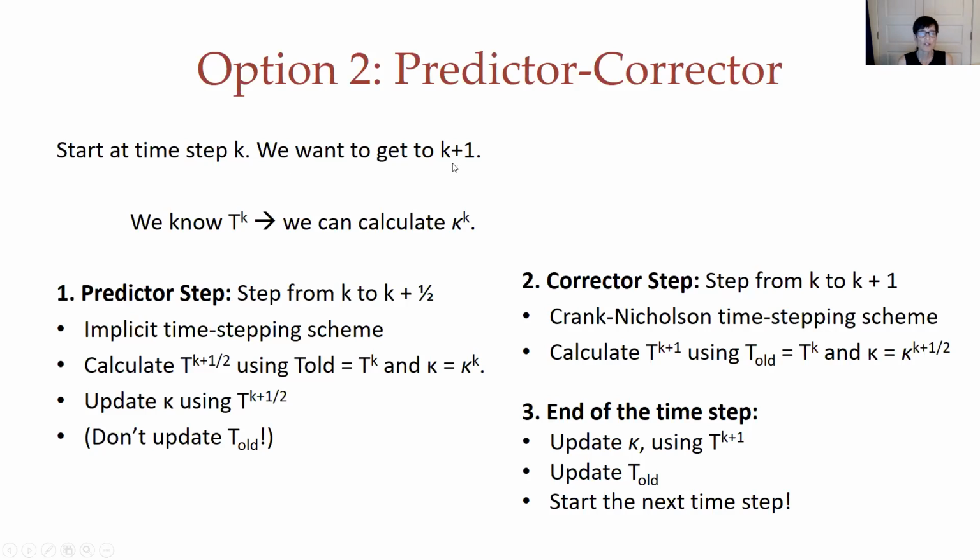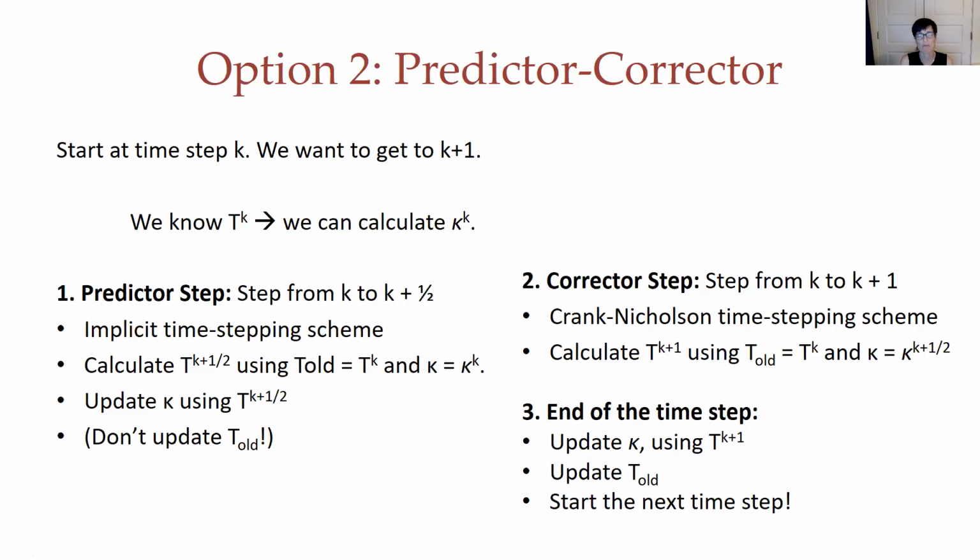So what you do is, we know the temperature at the current time step. We know we can calculate the thermal conductivity at this time step. All right. What we're going to do, in fact, is first do this predictor step. And in this step, we step from k to just halfway, k+1/2. All right. Now, you use an implicit time stepping scheme. You know what that one is. That's the backward difference.